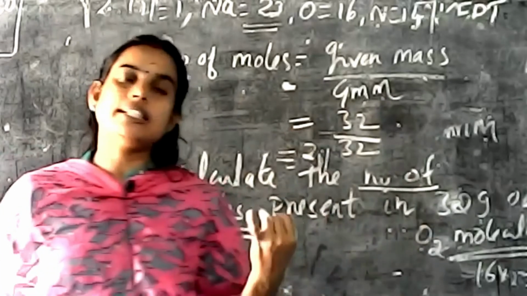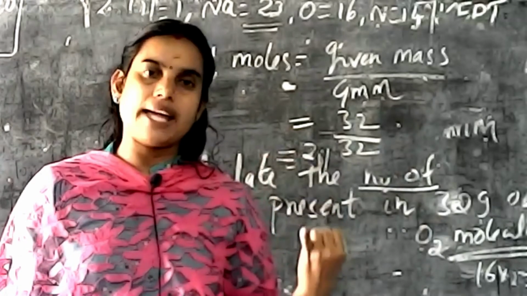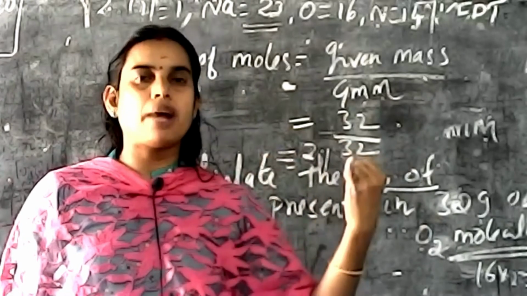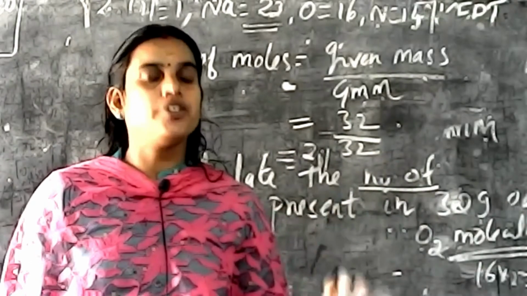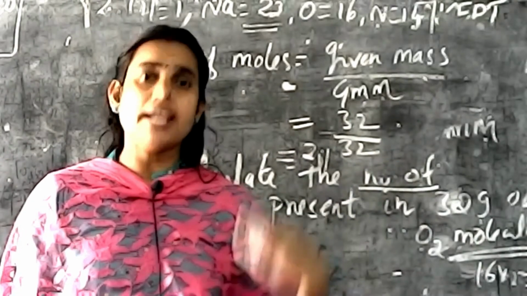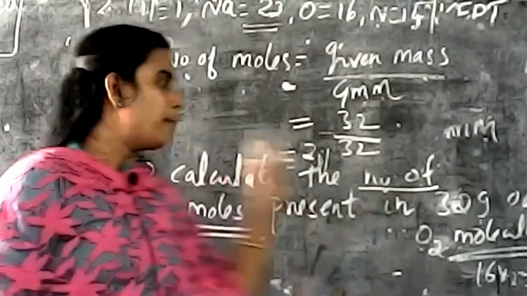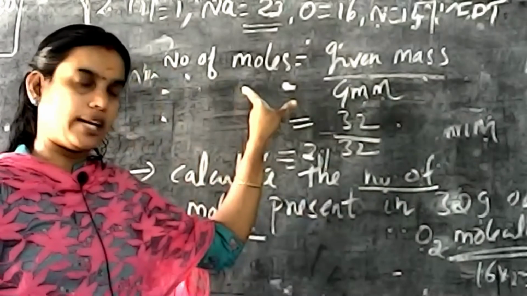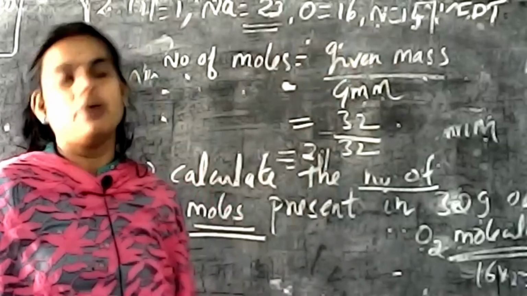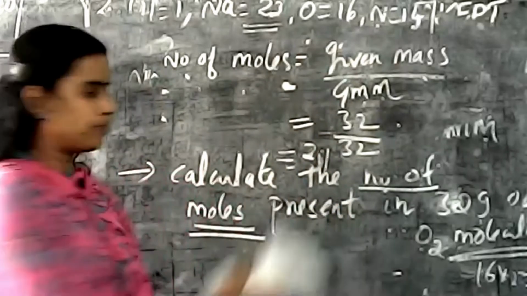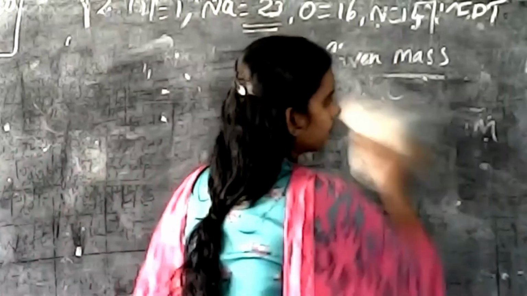What are the three formulas we discussed here? First, number of GAM is calculated by given mass by atomic mass. Second, number of GMM is calculated by given mass by molecular mass. And the third one, number of moles, is also calculated by given mass by GAM or GMM. So all are the same formula. Next, we are moving on to another formula.